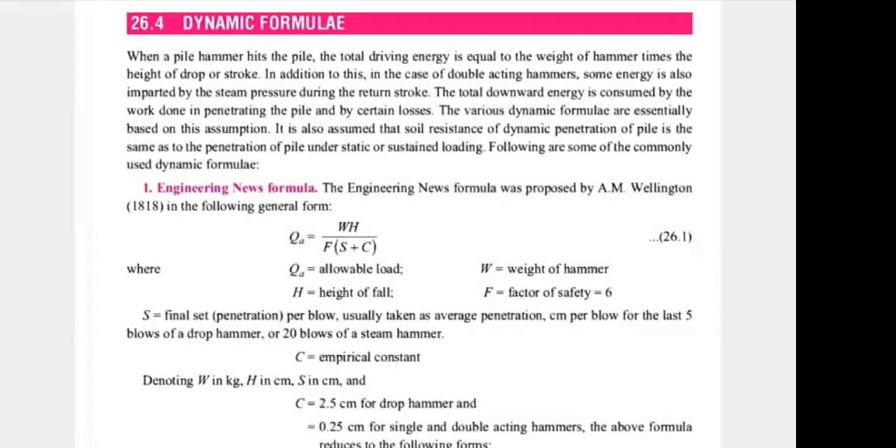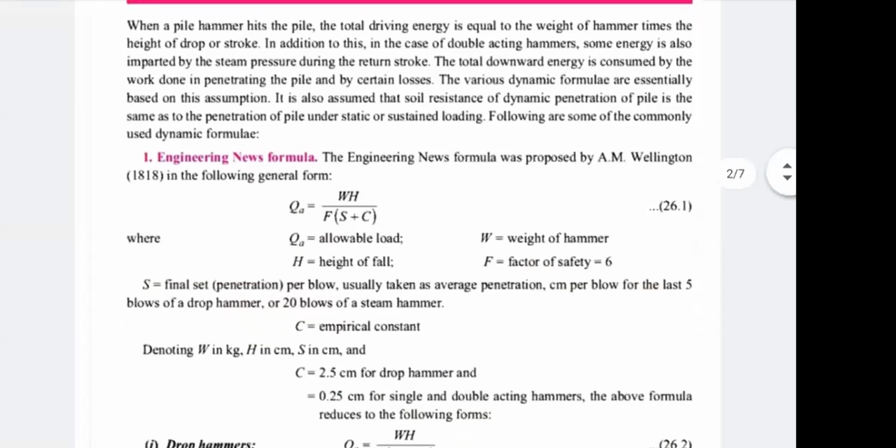C is nothing but the imperial constant. It depends on W, which is nothing but the weight of hammer, H, the height of your fall, which is in centimeter, and S, which is the final set penetration per blow in centimeter. Generally, the value of C is to be taken as 2.5 centimeter for a drop hammer, and if you are using a single and double acting hammer, the value of C should be 0.25 centimeter. Remember the value of C in case of a drop hammer and in case of a single or double acting hammer.